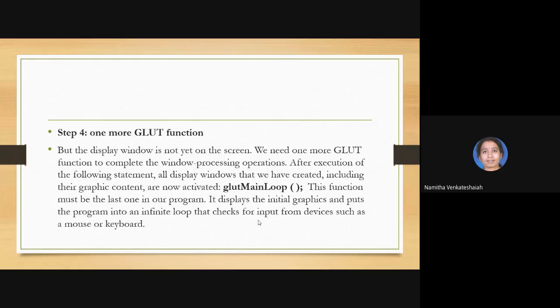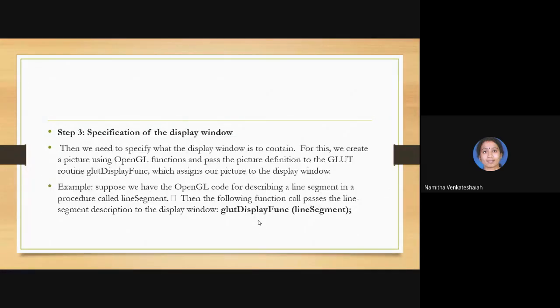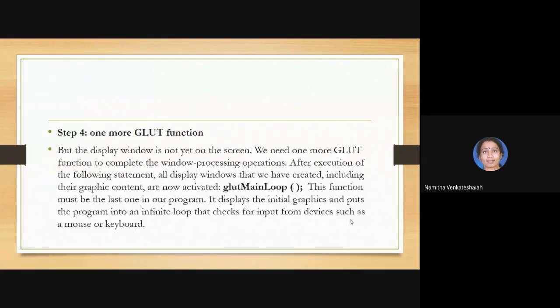Okay, so we have one more glut function, glut main loop. So why do we use this glut main loop? It will be used to display everything which is there in the display function. What is the display function? Line segment is the display function here. We are simply drawing a small line and waiting for user interrupt. That is the functionality of the glut main loop.